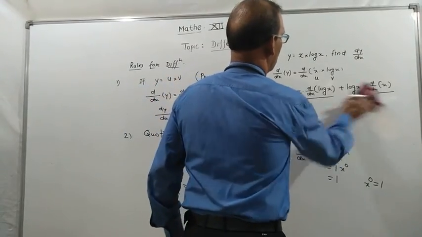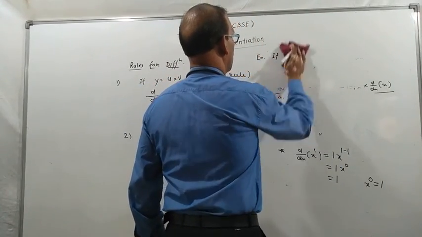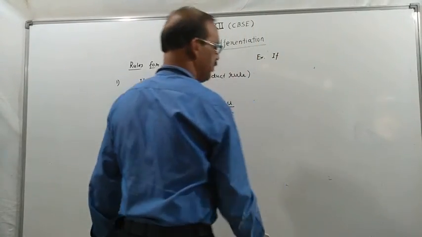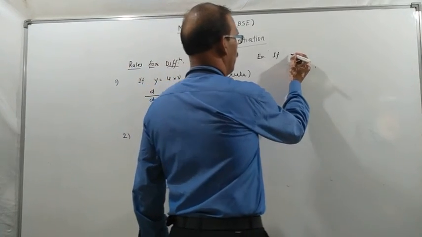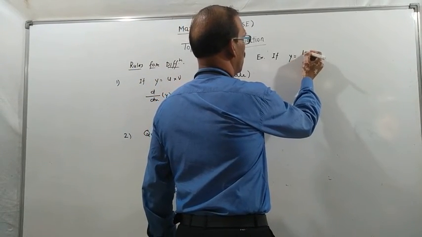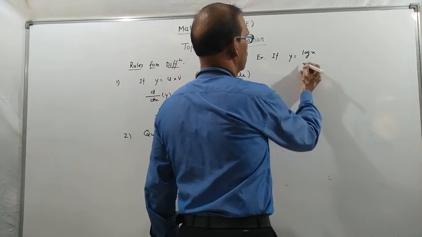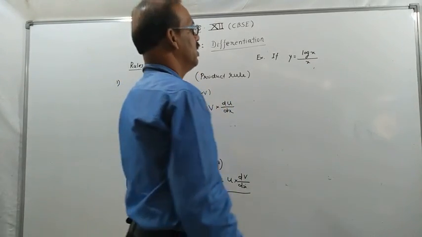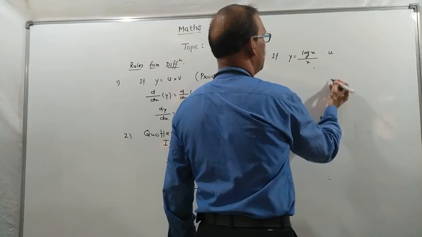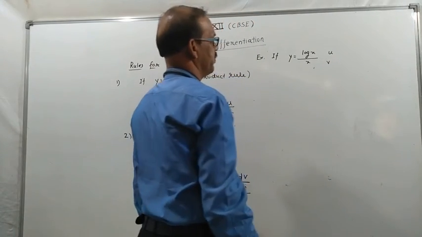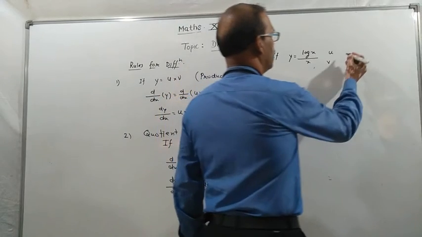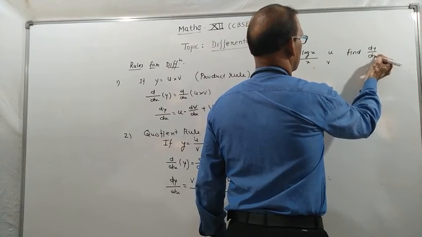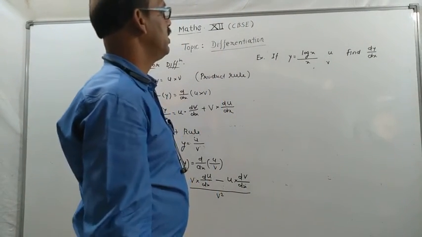Now one more question. Suppose the same two functions are given in the form of a fraction, if y is equal to log x upon x or x upon log x, whatever. This is the numerator. Suppose we represent this numerator by u and the denominator by v. And the question is find the value of dy by dx.